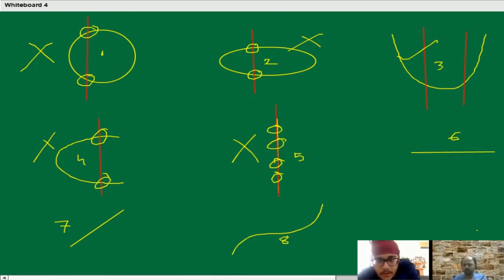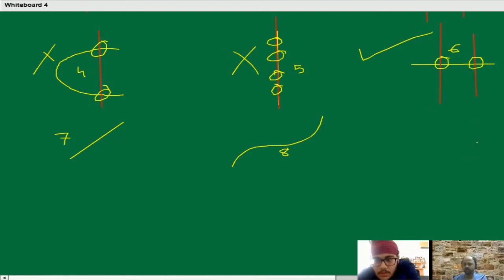For the sixth one, let's draw a vertical line. Whatever the vertical line is, it doesn't matter how you draw, it will intersect only at a point, not more than that. So it is a function. Yes, sir. Okay, let's try the seventh one.